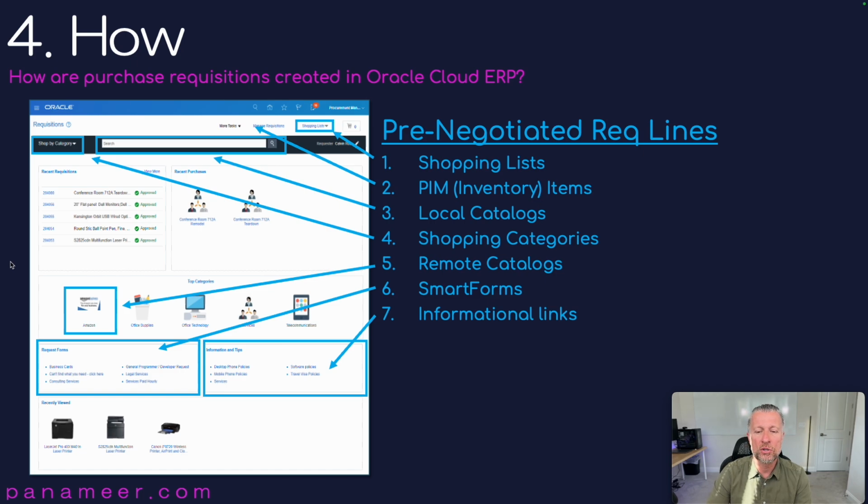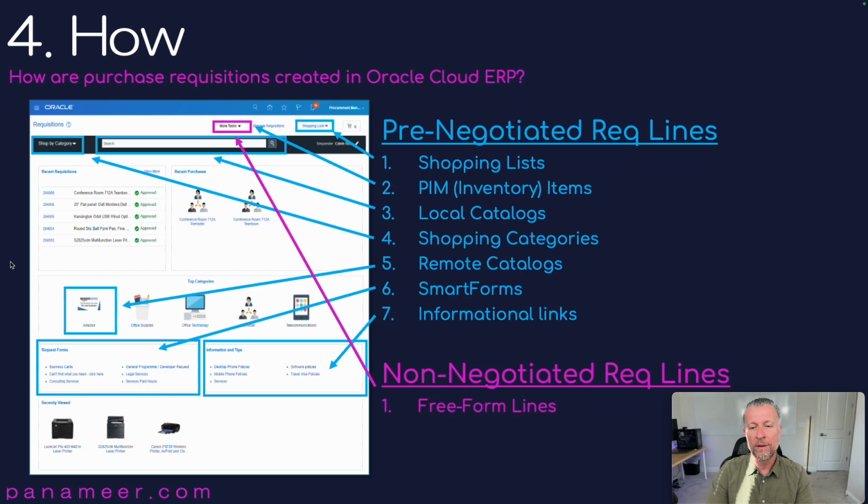I could use the top categories link to get to punch-outs. I could use the request forms to get to what they call smart forms. And I can use the information in the bottom right to get to informational links. Links are just pointers to other URLs. However, post 25A, at least at the current incarnation, info items go away. What you can do to get to smart forms or Amazon is you can actually create them and link them to a category so they're still available.